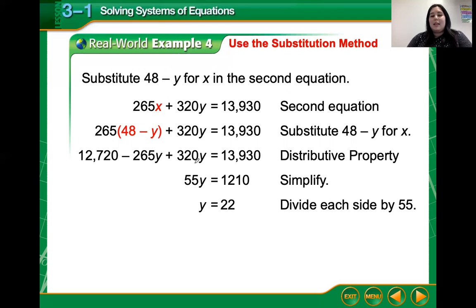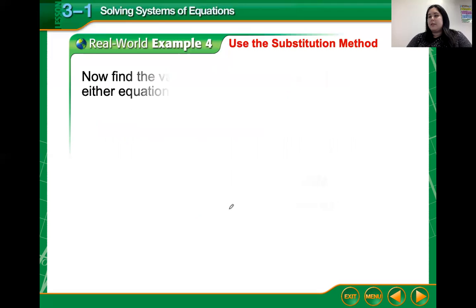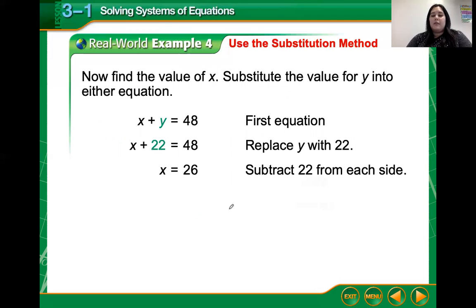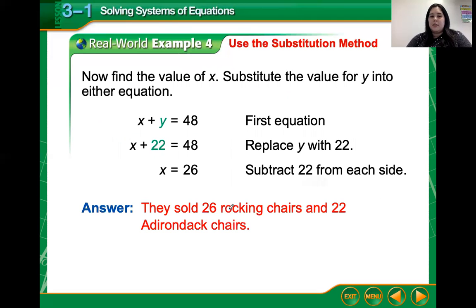So now I'm going to take this value here and plug this into the other equation to solve for X. So if we know X plus Y is 48 and Y is 22, I then can find out that X is 26. So they sold 26 rocking chairs and 22 Adirondack chairs.